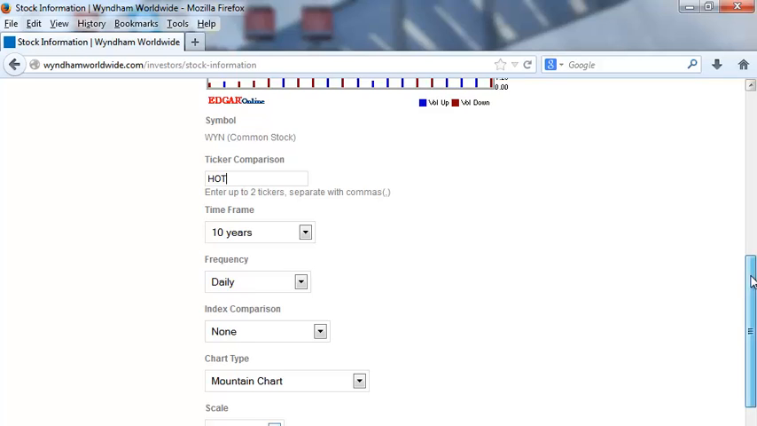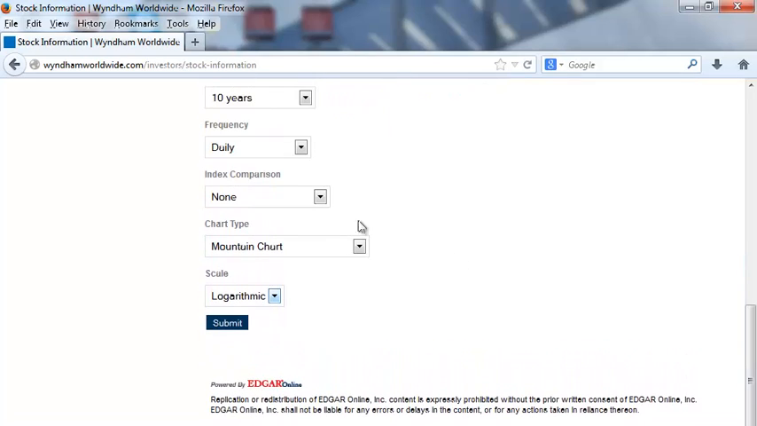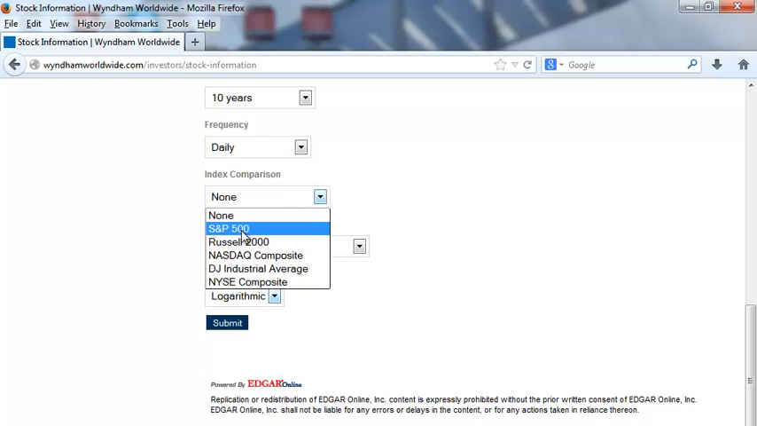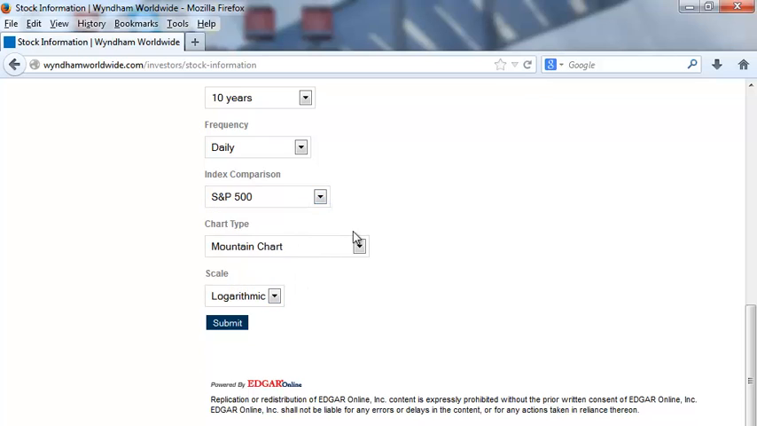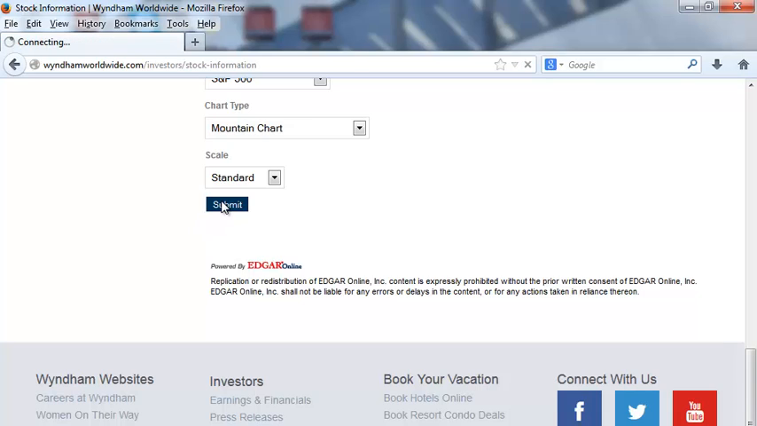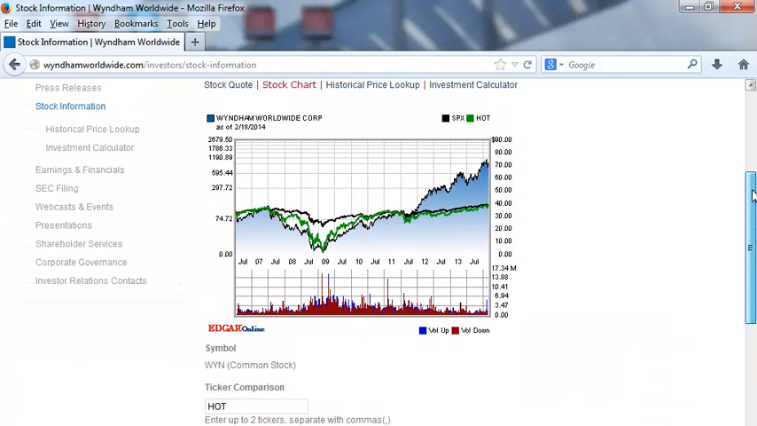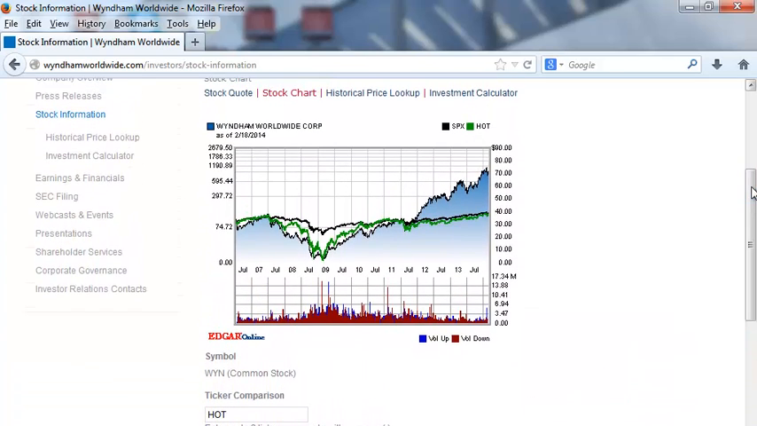Starwood is a competitor with the ticker symbol HOT. You can compare both of their performance against the S&P 500, which is a group of 500 representative stocks. We'll use a standard scale. We'll click Submit. And now you have a chart comparing the performance of Wyndham against Starwood against the S&P 500.